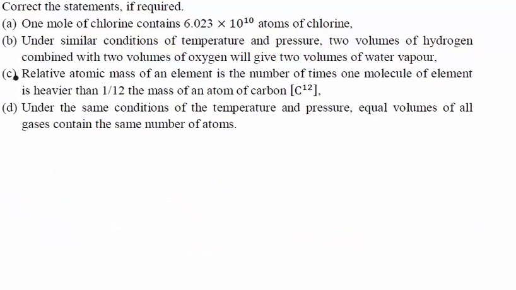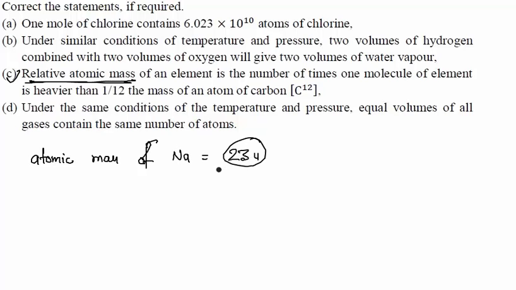Now come to the third part, the C part. See this particular question: relative atomic mass. Whatever mass you calculate in terms of u, the unified atomic mass unit, suppose the atomic mass of sodium is 23 u. It means the first thing you should keep in mind is that this is a relative mass. Relative to what? It is relative to 1/12 of the mass of an atom of the C-12 isotope.